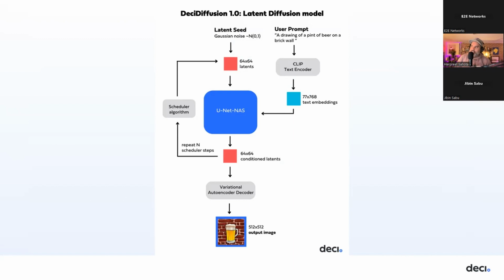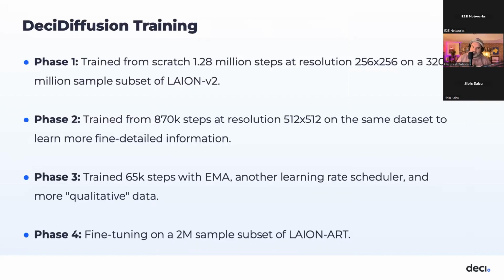And we trained this model right here. This is our architecture, right? We trained this architecture in 4 phases, and these are the phases. Phase 1, trained it from scratch on 1.28 million steps at resolution of 256 by 256 on a 320 million sample subset of Lion V2. Phase 2, we then trained for 870,000 steps at a resolution of 512 by 512. So this is that progressive growing I was talking about. And we did this on the same data set, same exact data set.